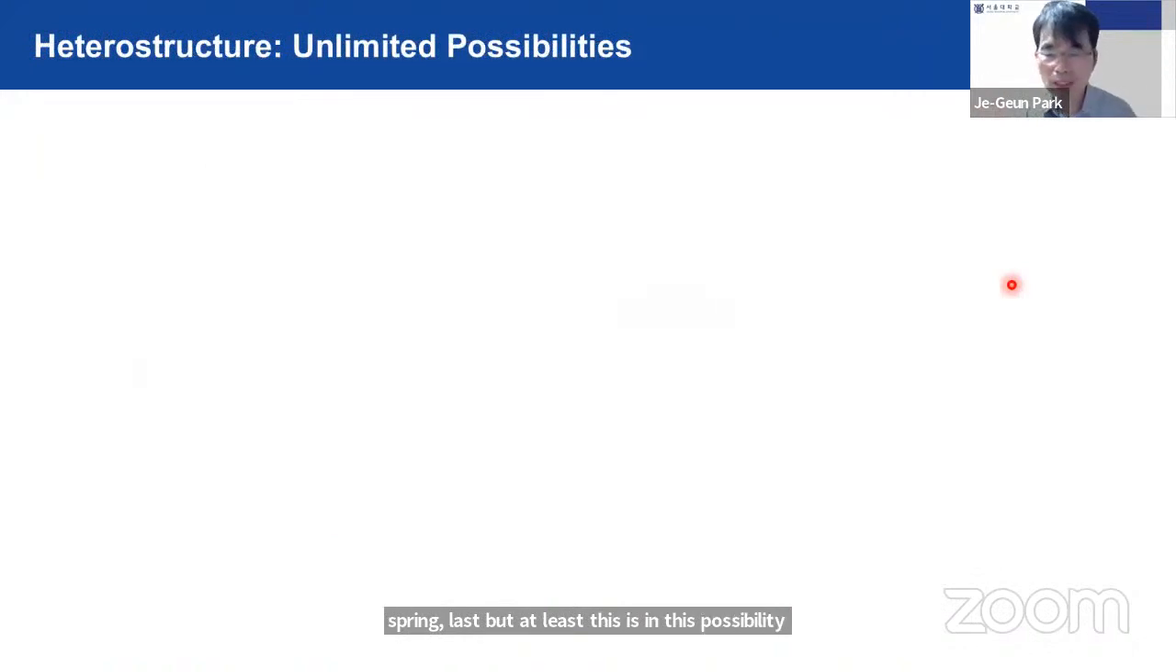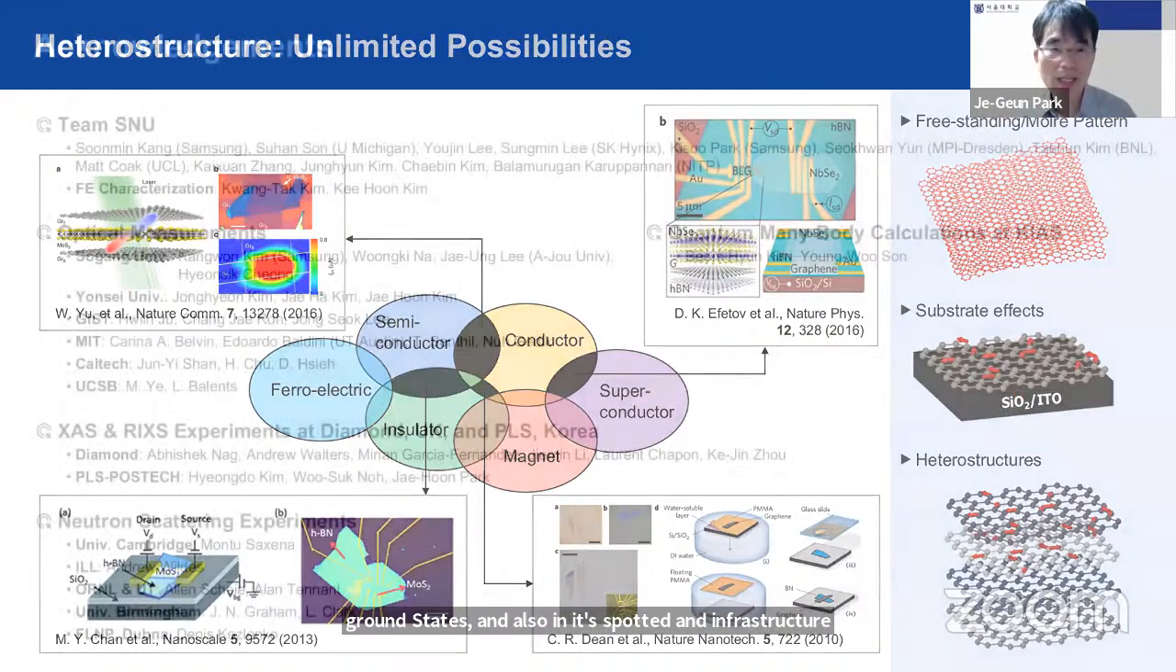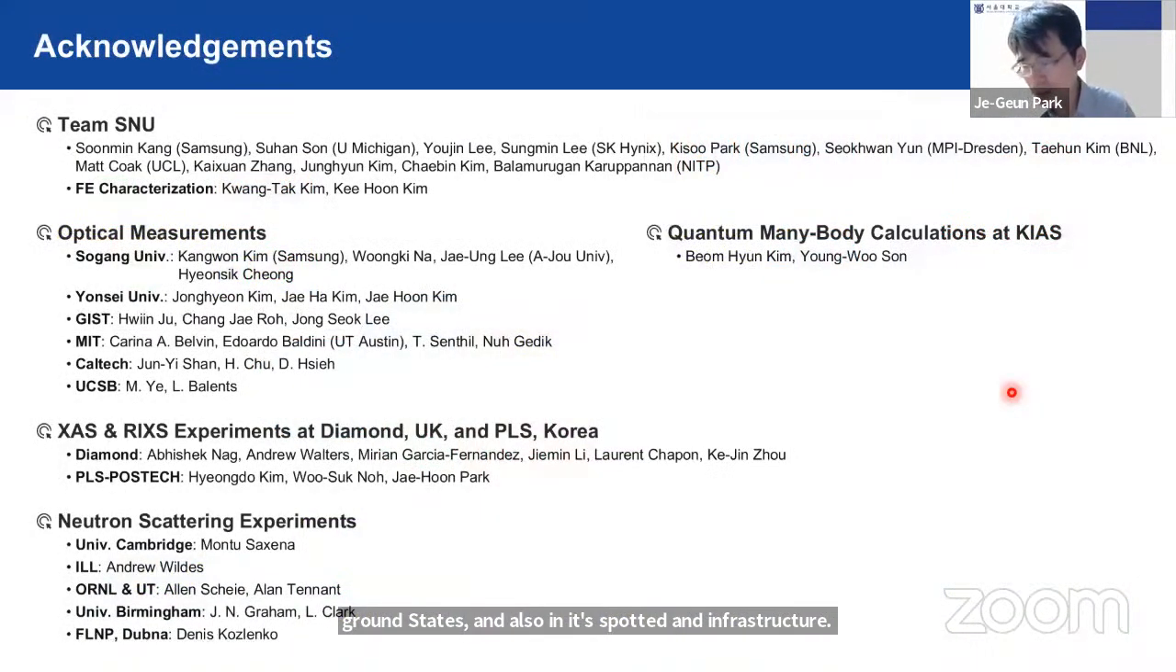But a bigger problem is the combinatorial possibility of combining different ground states, and also heterostructures. These are completely new fields. So let me sum up my talk.